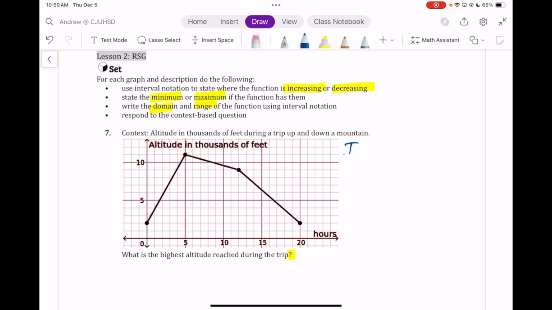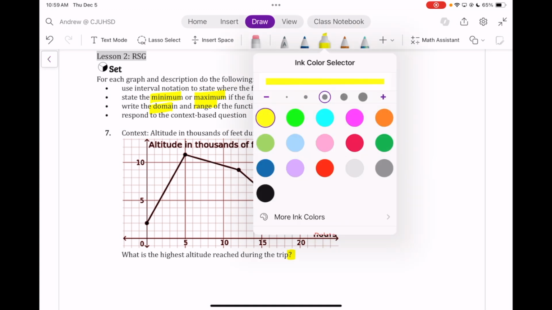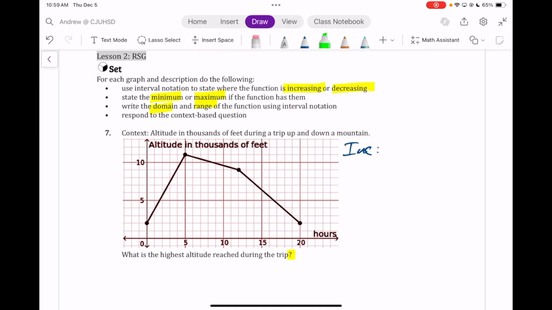So let's do intervals of increase. Well, imagine you're driving a little car on this hill, and you're going to be going uphill from 0 on the x to 5 on the x. So that would be our increase from 0 to 5. Our decrease, if we just keep writing it, I'm going to change color. And now we're going downhill. So in the x from 5 to 20 is our interval of decrease.